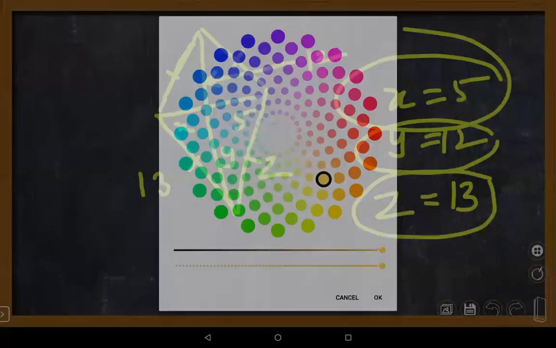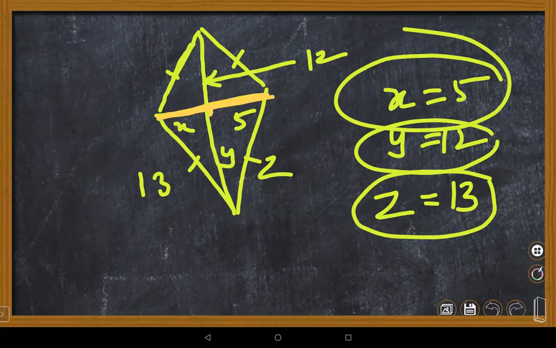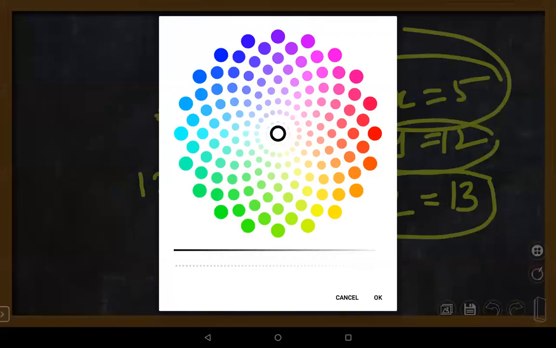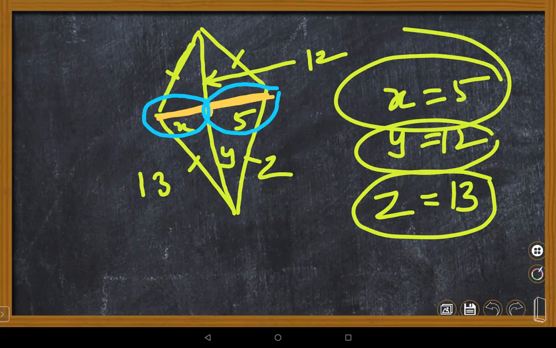What property is Bhavya using? Ma'am, we know that diagonals perpendicular bisect. That means diagonals divide equally into two regions. This region is given as x, and this region is given as 5 centimeters. So x and 5 both are equal, right? Yes, ma'am. That's why she is saying x equals 5.